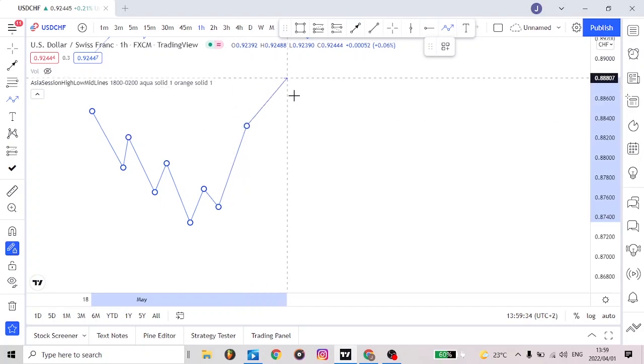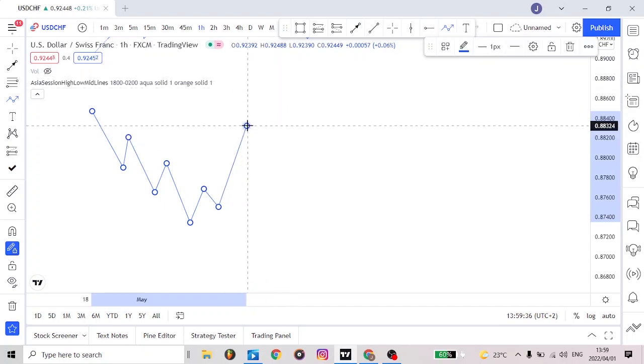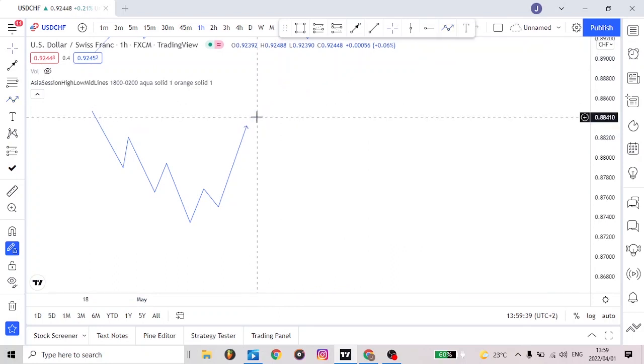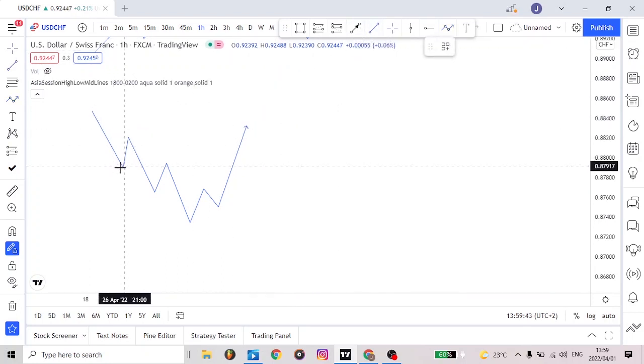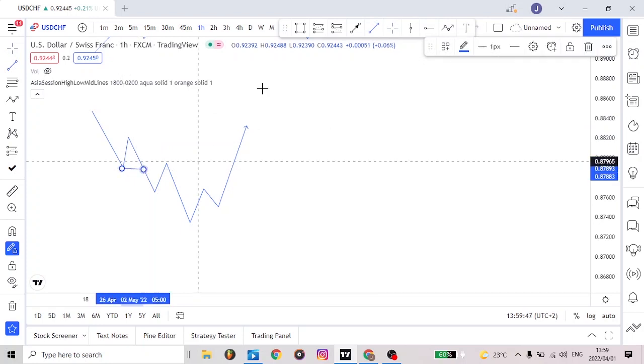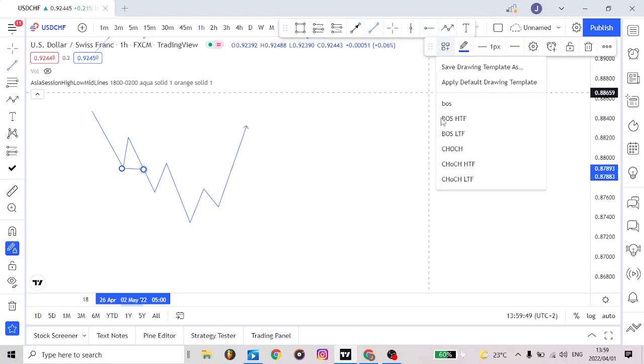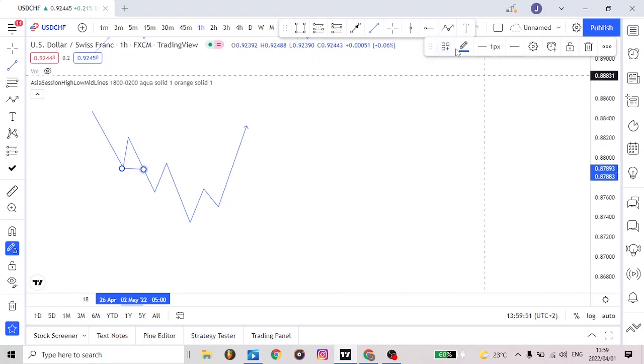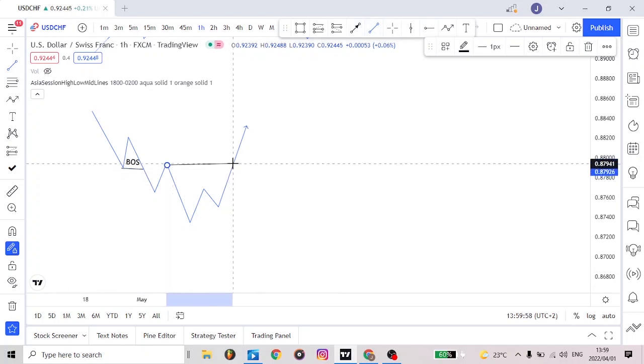Now this part over here, that is obviously our break of structure. That is our break of structure, and this one over here will be our change of character.